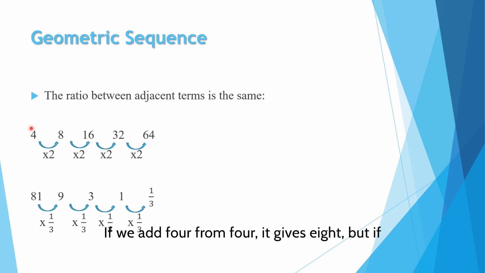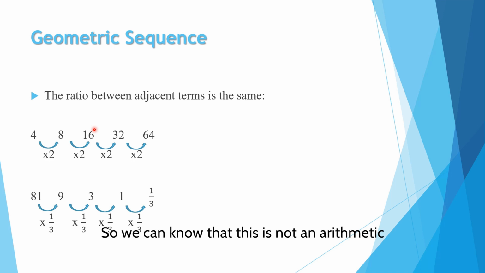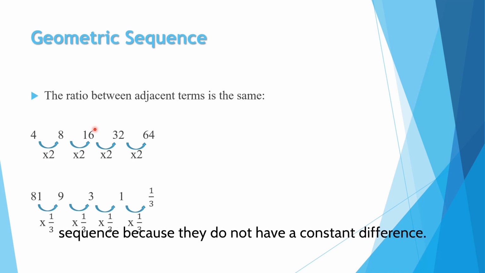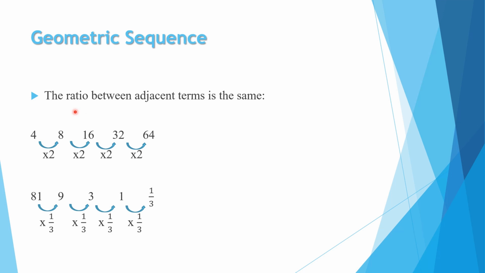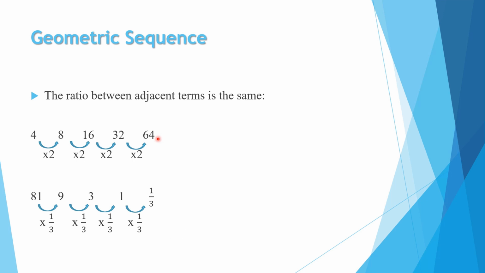If we add 4 to 4, it gives 8. But if we further add 4 to 8, it doesn't give 16. So we can know that this is not an arithmetic sequence, because they do not have a constant difference. But we can check by giving them a constant ratio whether it works out. If we multiply 4 by 2, it gives 8, and if we further multiply by 2, it gives 16, and so forth. So we can be quite sure that it is a geometric sequence.